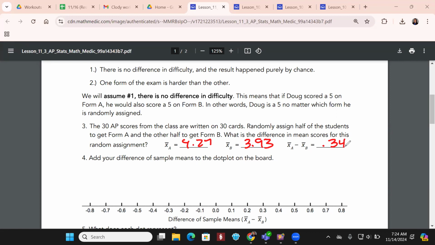If we did that over and over and over again, like let's say we repeated that entire process, we would get the difference of the sample means on here as this dot plot. I'm going to do it for you because we don't have enough people.